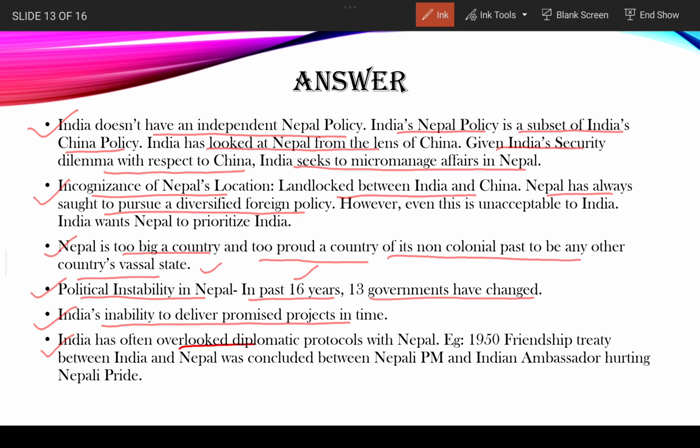Then India has often overlooked diplomatic protocols with Nepal. An example of that is the 1950 friendship treaty between India and Nepal, which was actually concluded between the Nepali Prime Minister and the Indian ambassador. Whenever a treaty is concluded between two countries, it's important that officials of the same rank, the same precedents, are present at signing or concluding the treaty. In Nepal, the prime minister of the country signed the treaty, but from the Indian side an ambassador did that. So this was definitely hurting Nepali pride.